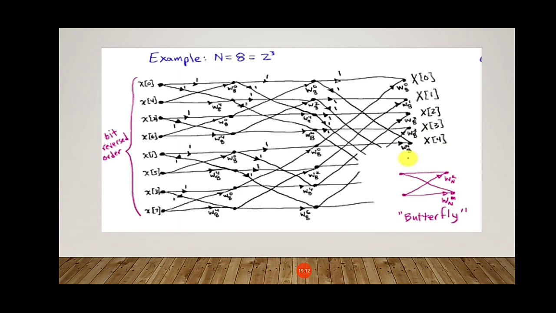If we denote 0 by 0, 0, 0, at the output, if you reverse 0, 0, 0, it would be again 0, 0, 0. But for 4, you have 1, 0, 0. If you reverse it, you will have 0, 0, 1. So at the output, you find capital X of 1. Similarly, small x of 2 is 0, 1, 0. If you reverse again, you have 0, 1, 0. So in this way, if you go on, we see the input and output have a bit reversal characteristic. So here basically we are just drawing the butterflies.